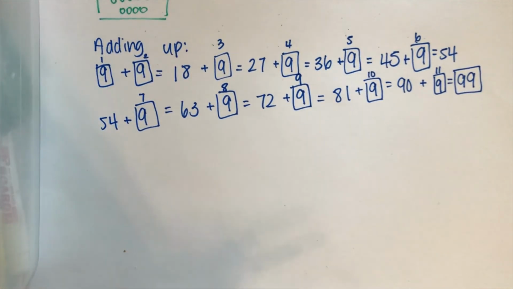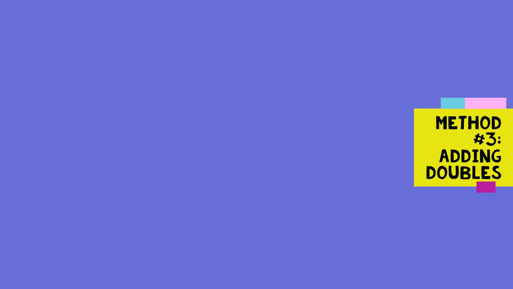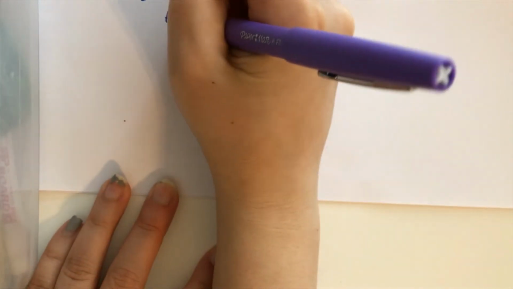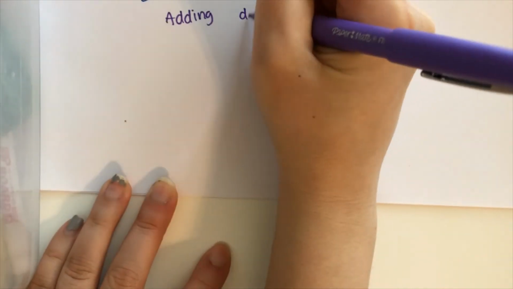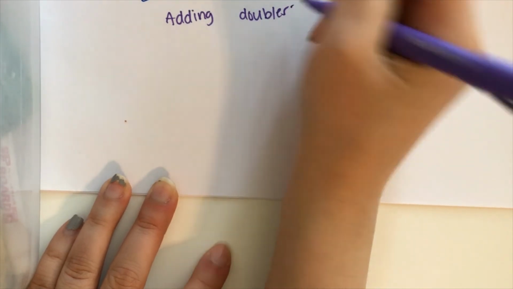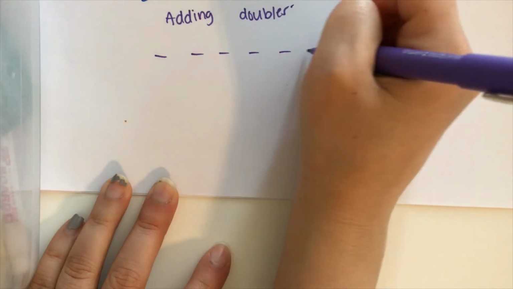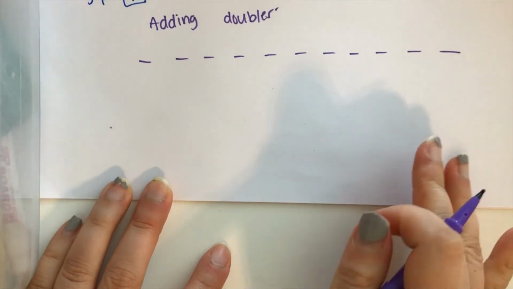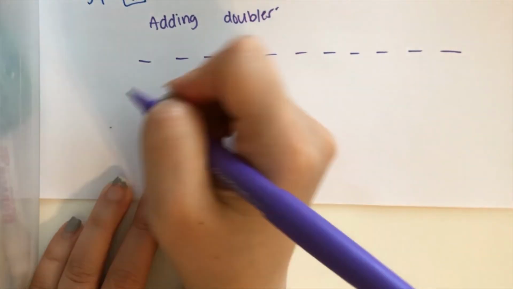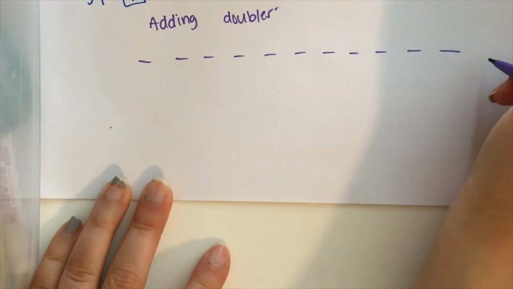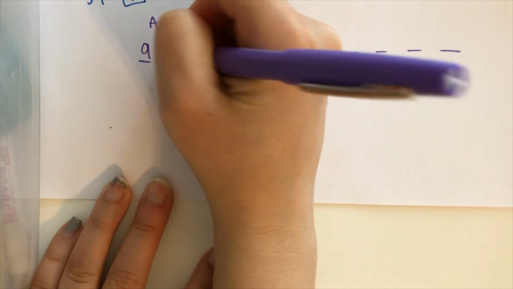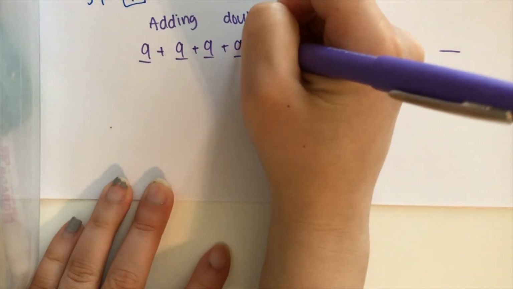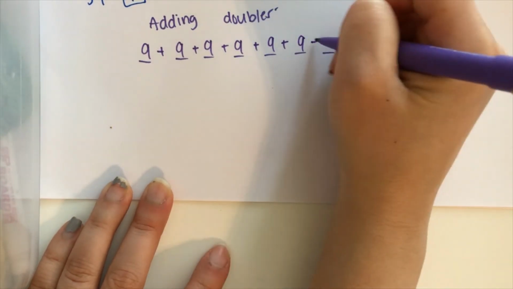Our last method is adding doubles. So you already know that you have 11 boxes. 1, 2, 3, 4, 5, 6, 7, 8, 9, 10, 11. I thought this way would be better than yesterday because I kept forgetting how many I drew. So I drew 11 lines, and then on top of that, I'm just going to write my 9s. So I don't have to count all my 9s every time I lose count.